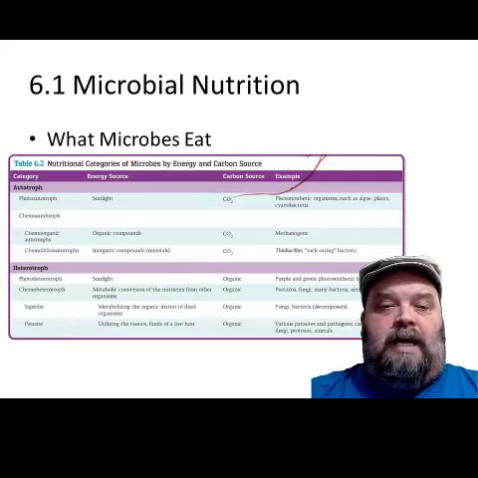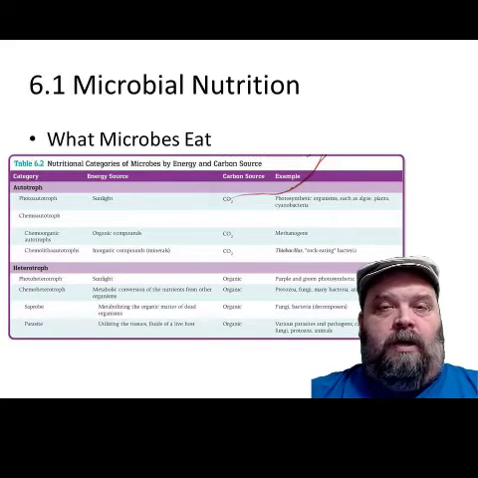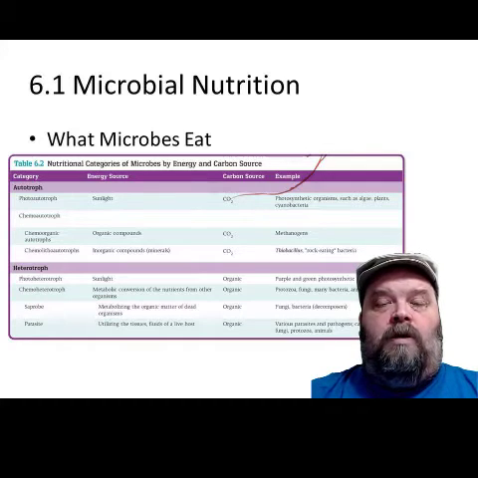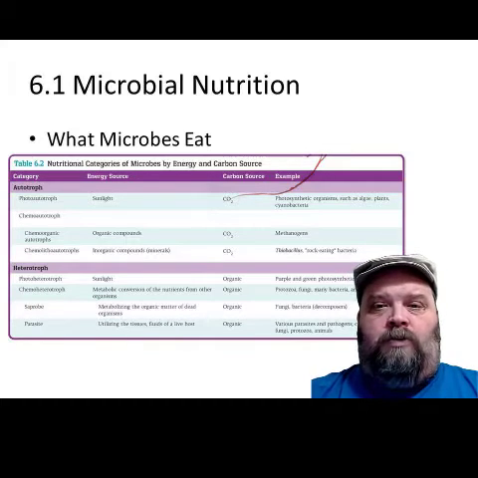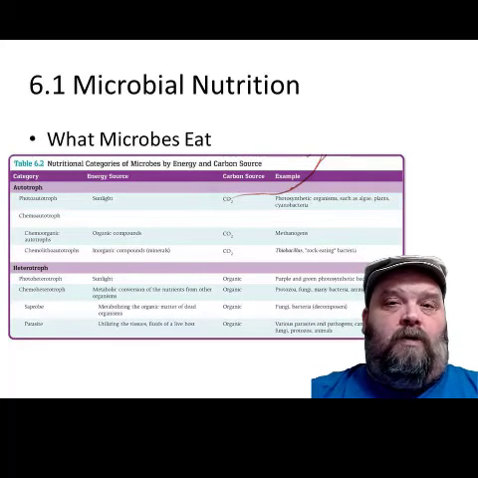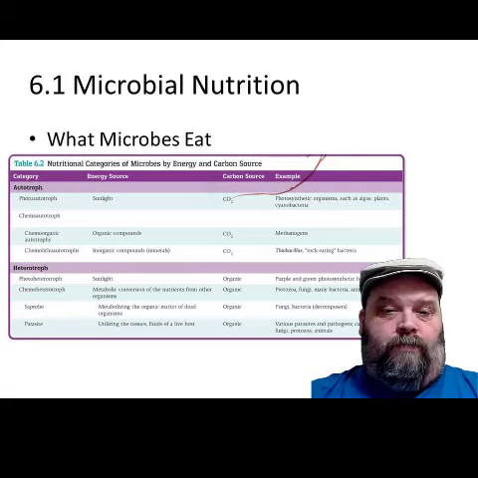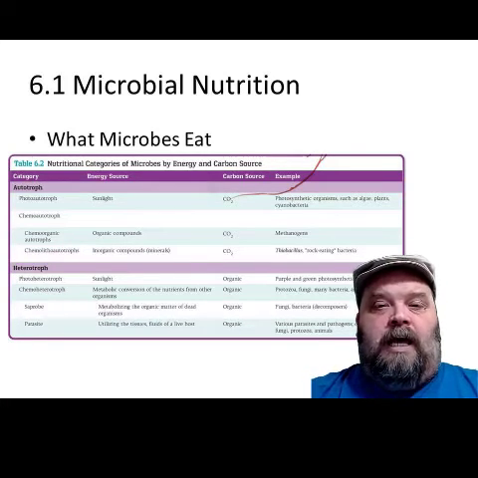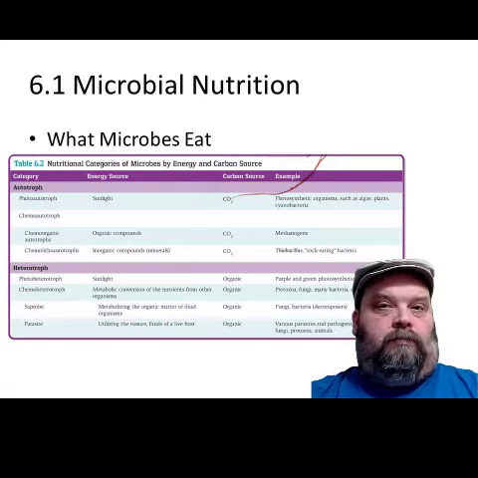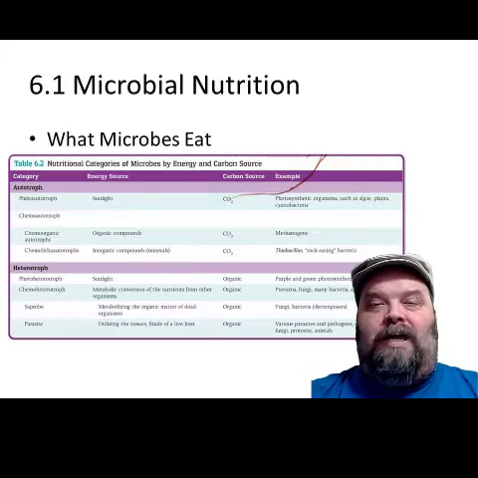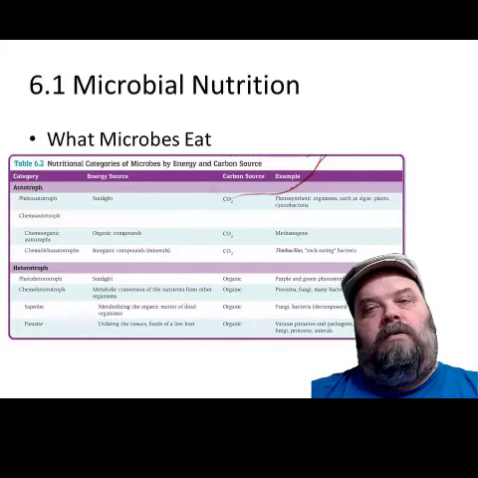Now, when you look at microbes, you're going to see microbes generally fall into either autotrophic or heterotrophic. Autotrophic, think photosynthetic. They're going to need sunlight, or they're chemotrophic. Chemoautotrophs are a big one you're going to see at the bottom of the ocean, at the sulfur vents, taking in inorganic compounds.